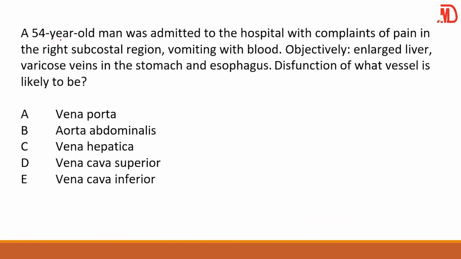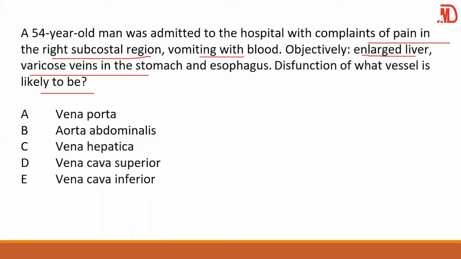All right. A 54-year-old man was admitted to the hospital with complaints of pain in the right subcostal region. There is vomiting with blood. There's an enlarged liver. There are varicose veins in the stomach and the esophagus. Dysfunction of what vessel is likely to be the cause? So you ask yourself, what vessel connects the intestinal organs to the liver? As simple as that.